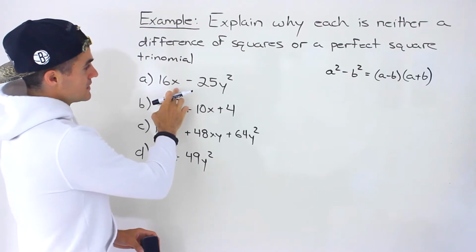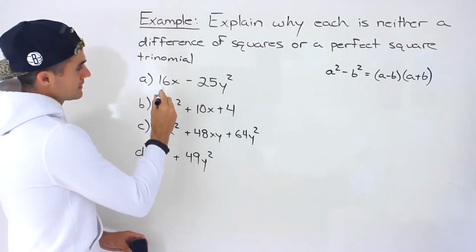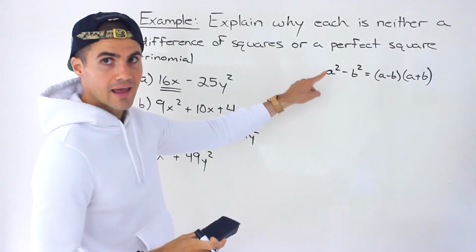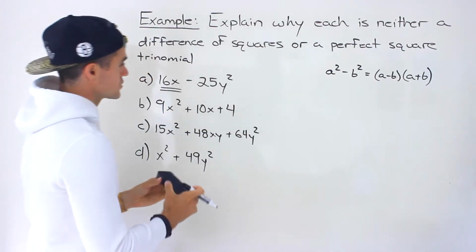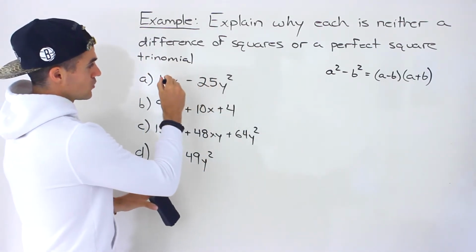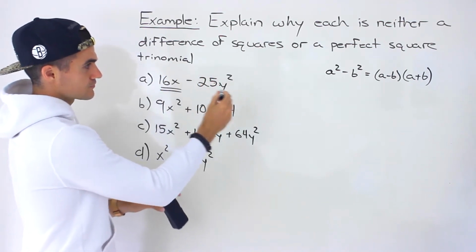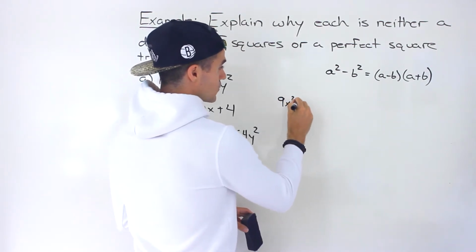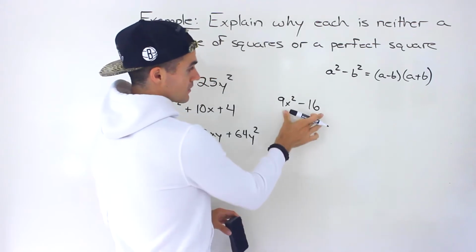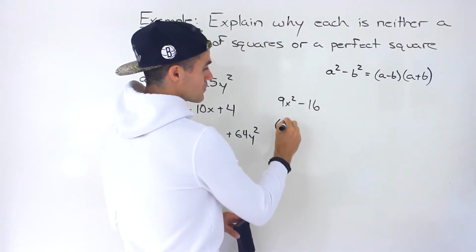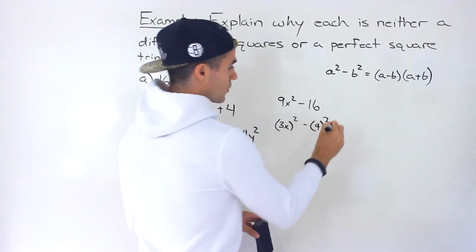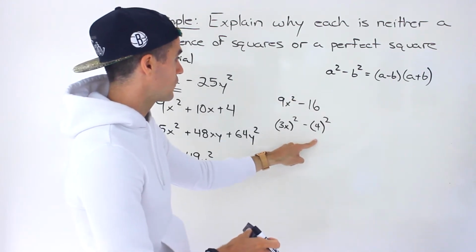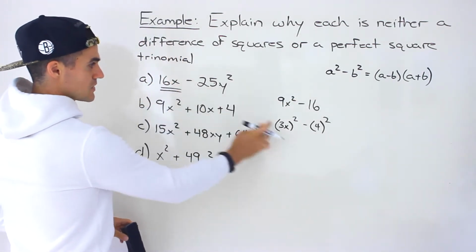And why is this not a difference of squares? Basically, this 16x over here, we can't write in an a squared format. Because remember, for a difference of squares, what you want to do is rewrite the ends to be in this format. So for example, if you had 9x squared minus 16, this we can rewrite as (3x) squared minus 4 squared. And then it's in that a squared minus b squared format, where the a value is 3x and the b value is 4. The problem is this 16x, we can't rewrite like this.